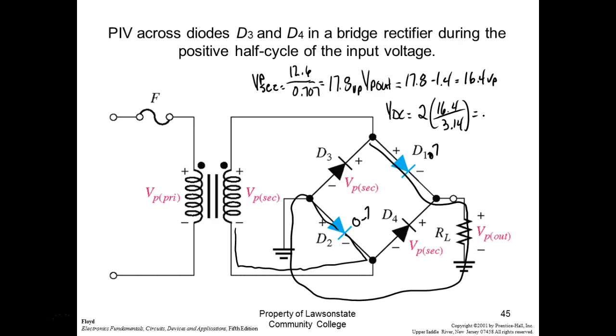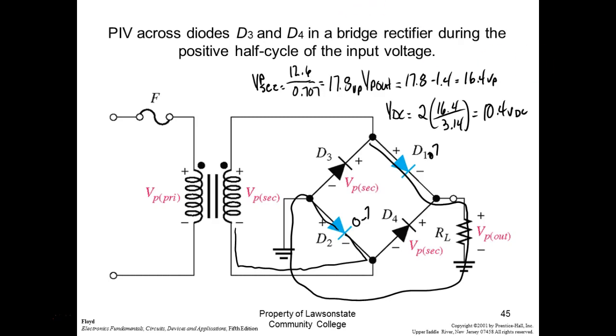So what we got? 10.4. And of course, this is DC, guys. But it's an average, right? You understand? Because it goes up to peak and then it drops down, right?